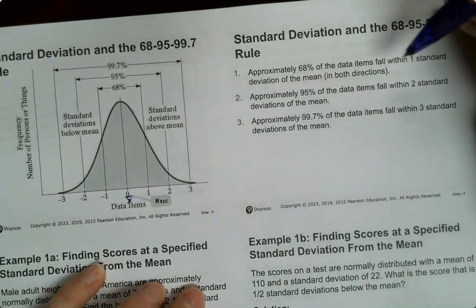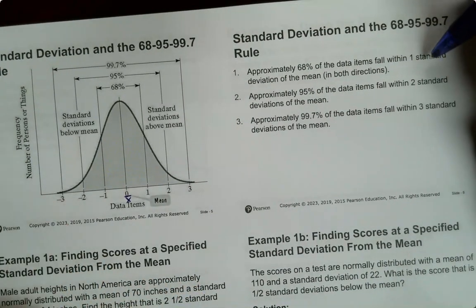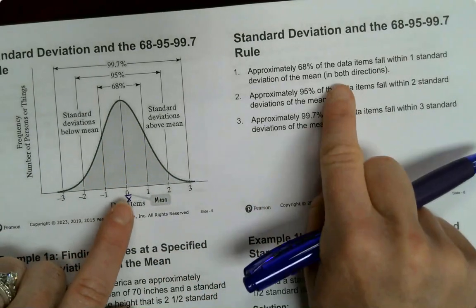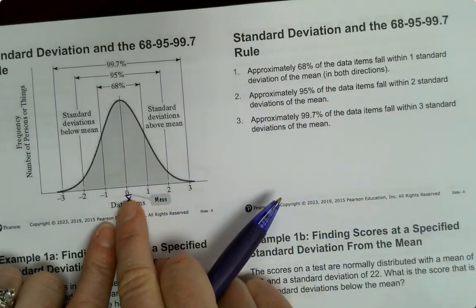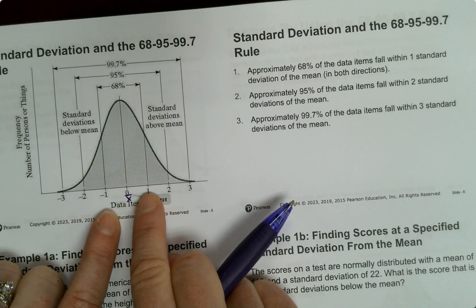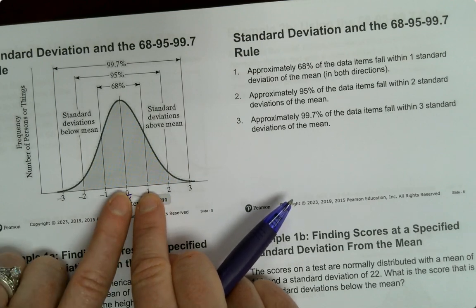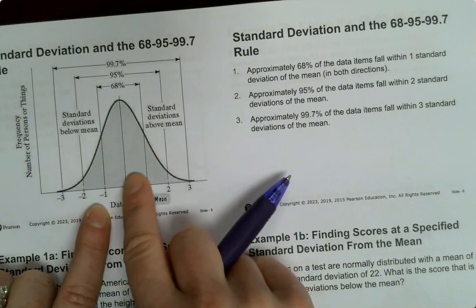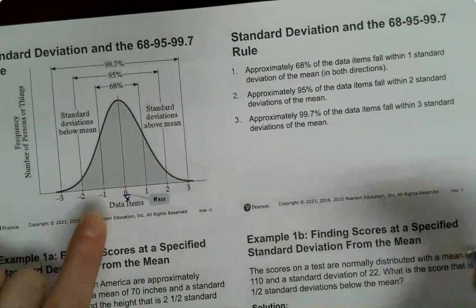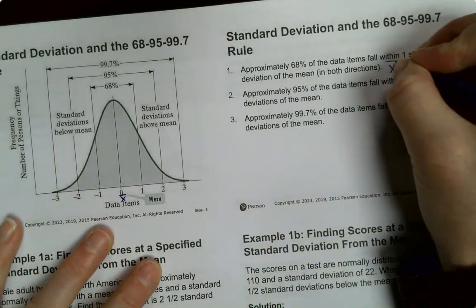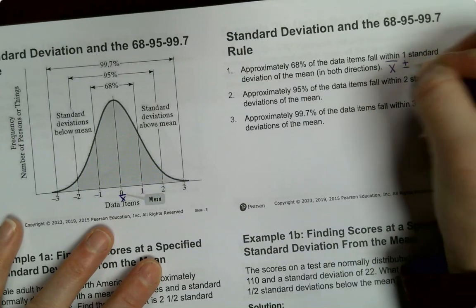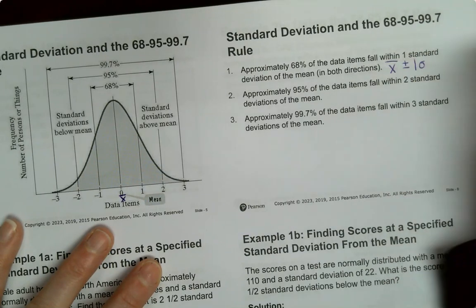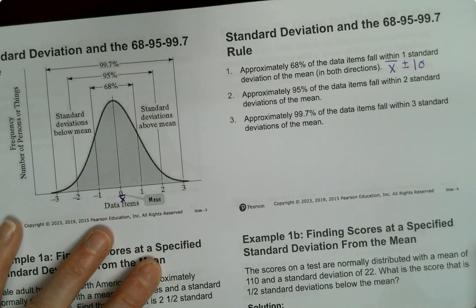Approximately 68% of the data items fall within one standard deviation of the mean in both directions. See how the mean is going to be right here in the middle. If you go one standard deviation above over to here, and one standard deviation below, anything within one standard deviation falls in this area right here, which is 68% of the data. So we can write this as x bar plus or minus 1 standard deviation, or 1 sigma.